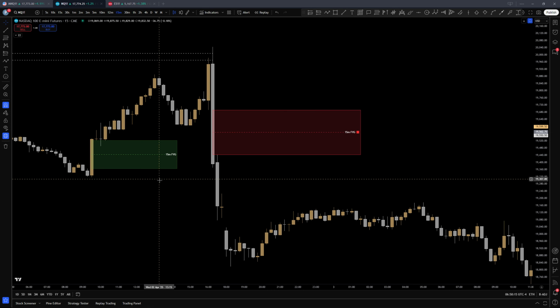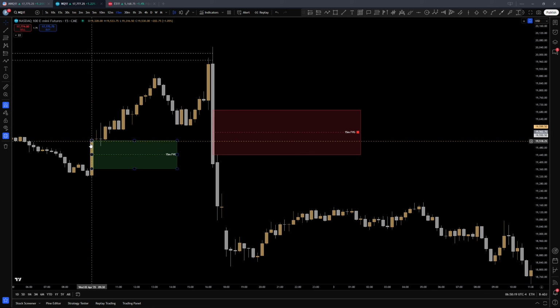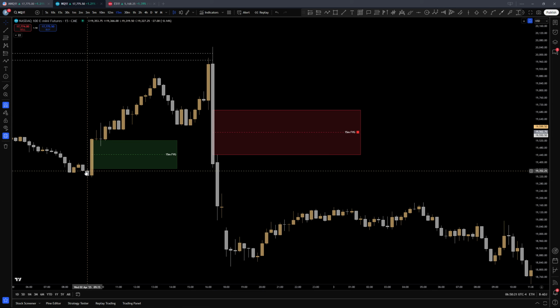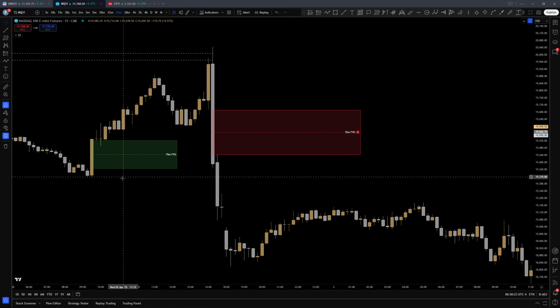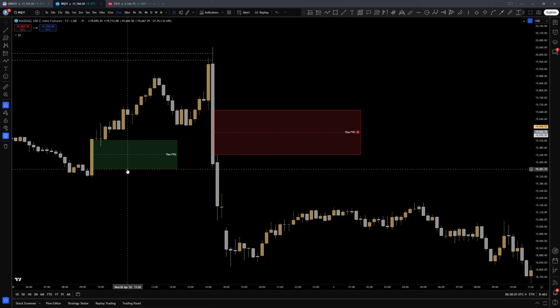So, fair value gap, what is it? Well, when price moves quickly, as it has here with this large expansion candle, away from an area, we get what's called an imbalance or a fair value gap.